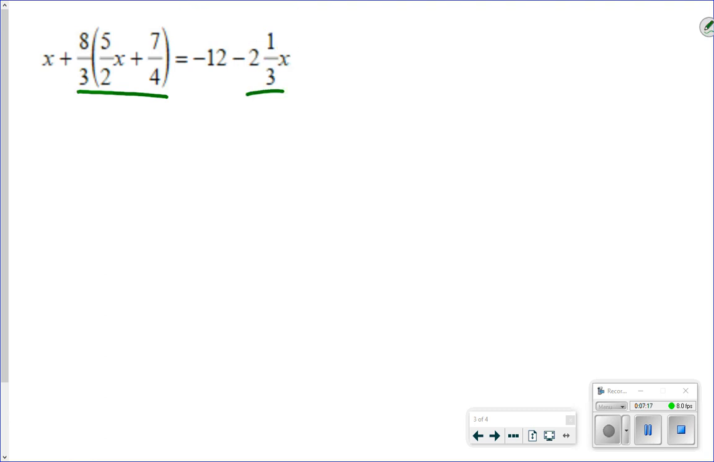So we're going to rewrite this mixed number, 2 times 3 plus 1. 6 plus 1 is 7 over 3. The denominator stays the same. Don't forget it has x. So 7/3 x. All right, now we have to distribute. So you have to distribute if there's any distribution to do first.